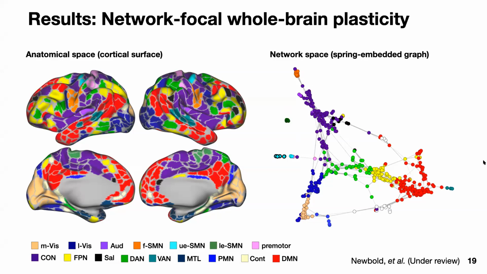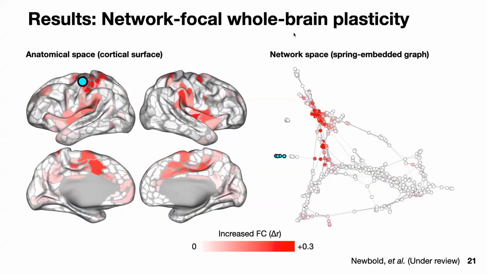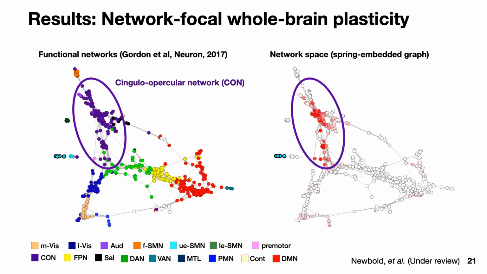So when we examine the changes in connectivity in this network space, the spring embedded space, we see that they are very focal in this space. So we see decreases in these 3 different clusters, which correspond to the 3 subdivisions of the somatomotor network. And then we see increases in essentially 1 cluster. Even though these increases are scattered around the brain in anatomical space, there's really only 1 region in network space that shows this increase in connectivity. And that region in network space corresponds to this network known as the cingulo-opercular network.